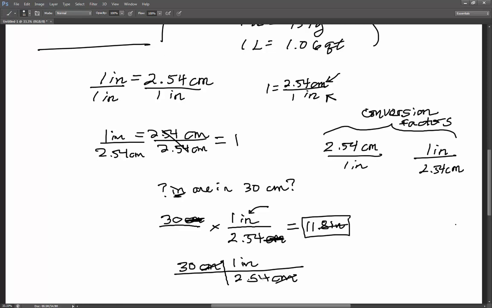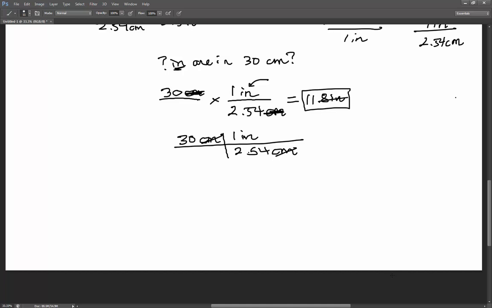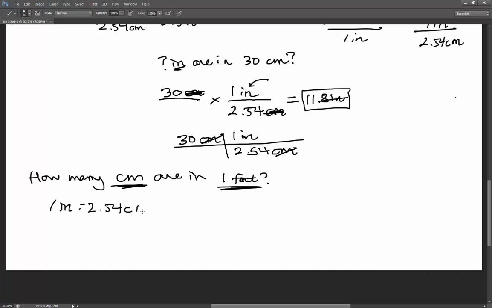So that was a very simple one. Let's do one that's a little bit more complicated. We can do multiple steps here. So for instance, what would happen if I asked how many centimeters are in 1 foot? So we're given 1 foot. I want units of centimeters. I have this conversion factor up here where I know that 1 inch is 2.54 centimeters.